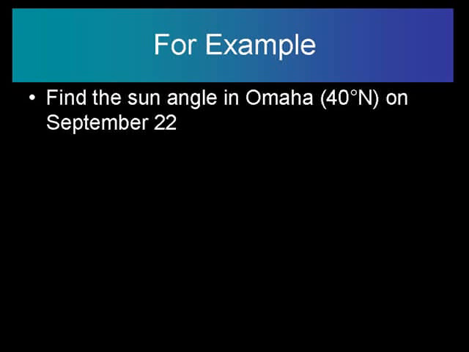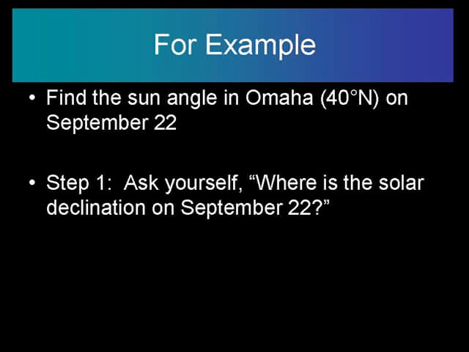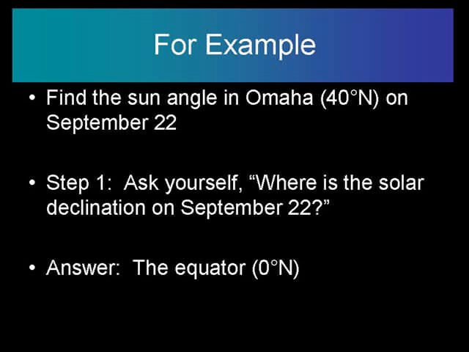Probably the easiest way to illustrate how to use this equation is to do a couple of examples. So here's the type of problem that would be very likely to be seen on the first test. Find the noon sun angle in Omaha, which we'll assume is about 40 degrees north, on September 22nd. There's basically going to be a real simple 3-step process for solving this problem. Step 1. Ask yourself, where is the solar declination on September 22nd? Well, September 22nd is the September equinox, so we know that the solar declination is at the equator, 0 degrees north.